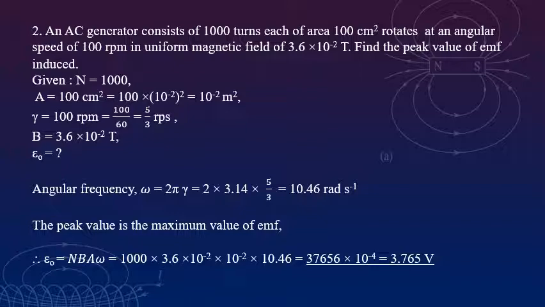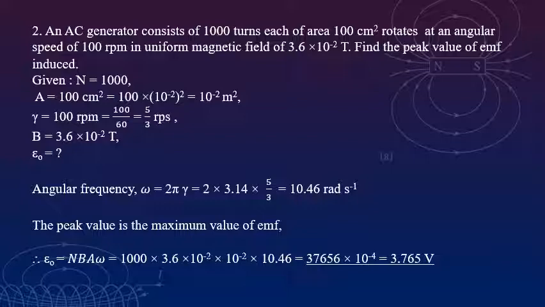Given the number of turns is 1000, the area of the coil is equal to 100 centimeter square. On converting the area to standard units, the area of the coil is equal to 10 to the power of minus 2 meter square. The linear frequency nu is equal to 100 rotations per minute. On converting rotations per minute to rotations per second, the linear frequency nu is equal to 5 by 3 rotations per second. The magnetic field B is equal to 3.6 into 10 power minus 2 Tesla.